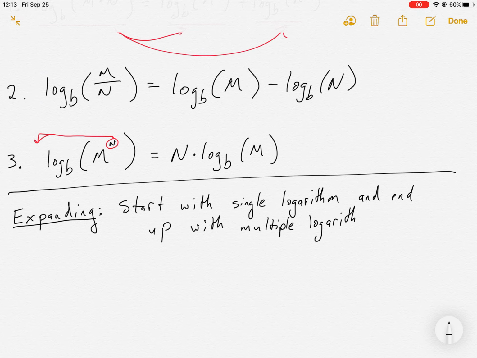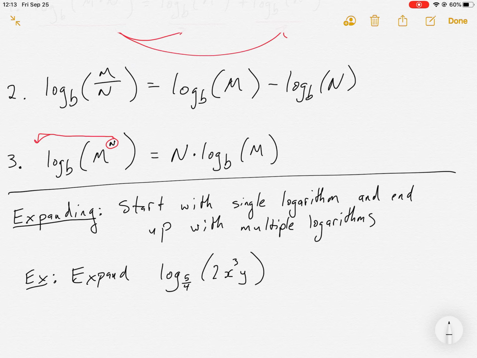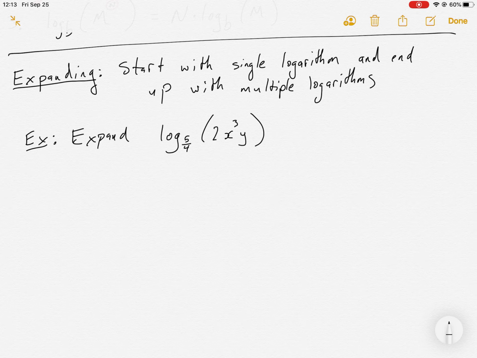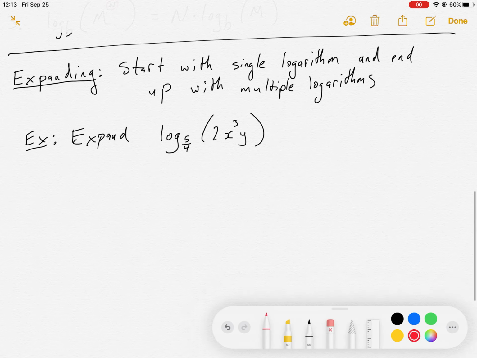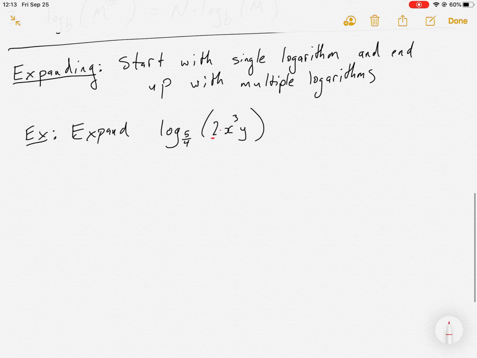So for example, let's just say I said expand, let's do log, it doesn't really matter what my base is, I'll just pick something kind of weird, log base 5/4, just to show you it doesn't matter. And we're going to do 2 times, let's do x cubed times y. Okay. So notice here there's actually 3 separate terms. We have the 2 times the x cubed times the y.